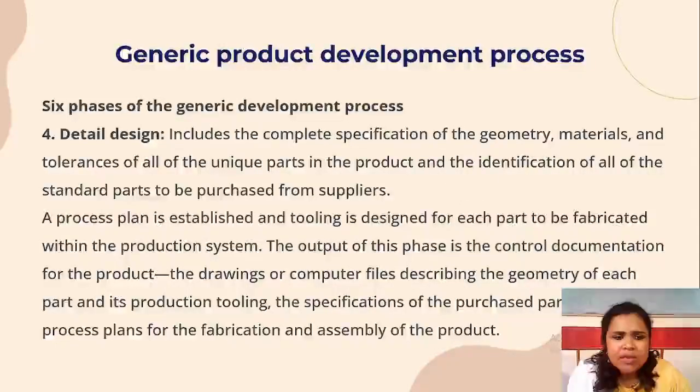The fourth phase is detailed design. It includes a complete specification of the geometry, materials, and tolerances of all the unique parts in the product, and the identification of all the standard parts to be purchased from the supplier. So a process plan is established and tooling is designed for each part to be fabricated within the production system.